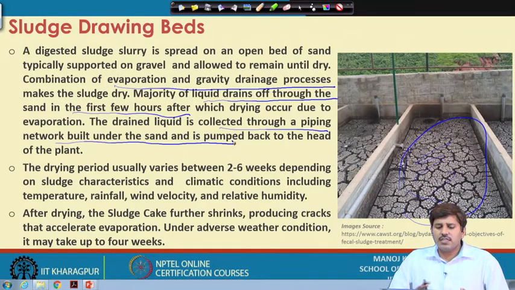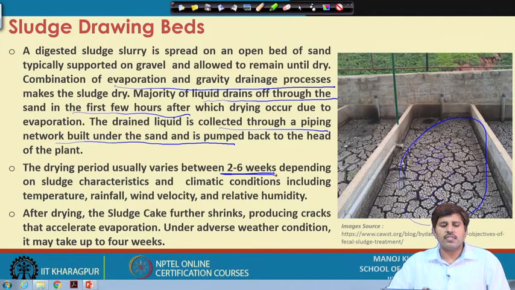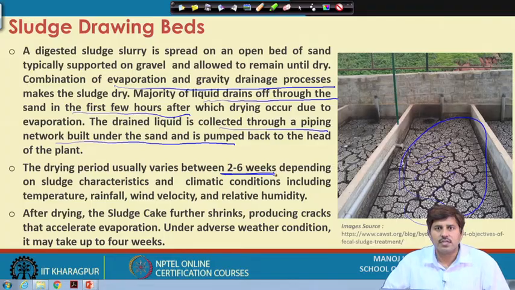This drying period varies typically between 2 to 6 weeks depending on the characteristics of the sludge and climatic conditions. So, how is the climate, and what is the characteristic of the sludge, whether it has been conditioned or not. Conditioned sludge has better dewatering, so it will dry out relatively faster. The non-conditioned sludge may take a little longer because drainage will not be much and the major water has to go through the evaporation process. Further, the climatic condition plays a very important role in this.